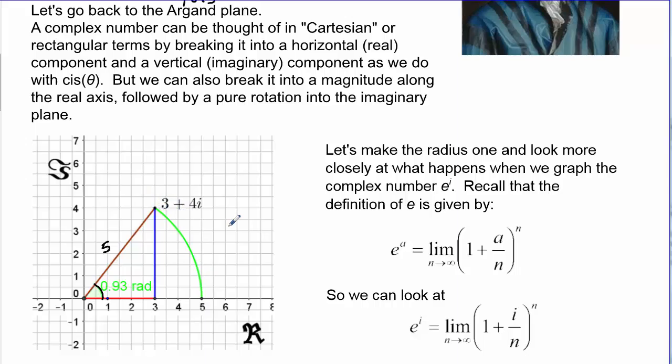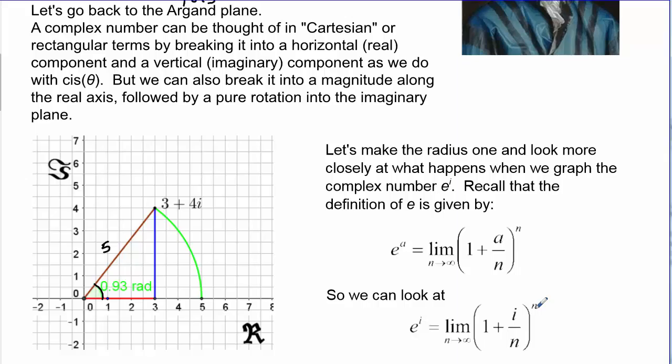There's an interesting connection here if we take a look at the idea of e raised to the i. So before we look at that, let's go back and remember what the definition of e to the a is. e to some number a is defined as the limit as n goes to infinity of 1 plus a over n raised to the n. And as n gets really big, this number will tend towards the number e to the a. So if we think about that in terms of the imaginary world and consider e to the i, then e to the i is the limit as n goes to infinity of 1 plus i over n to the n.